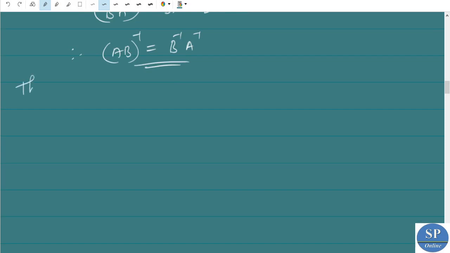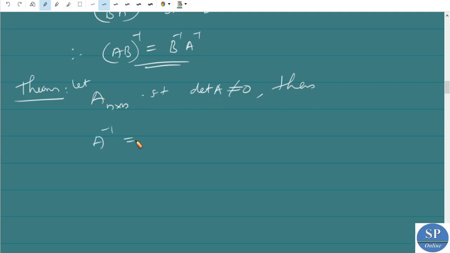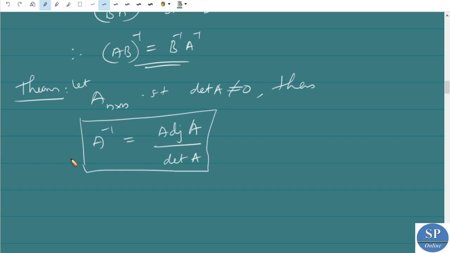You already know that we have a theorem. Let A be an n by n matrix such that the determinant of A is not equal to 0. Then A inverse is equal to the adjoint of A divided by the determinant of A. We already know this formula.